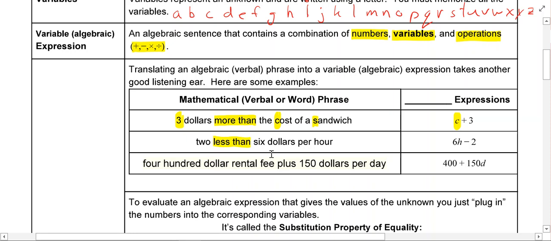The next one is 2 less than $6 per hour. So let's search for a good variable here, $6 per hour. It's per hour, so for every hour I make $6. So if I do 2 hours, I make $12, and 3 hours, I make $18, and so on and so forth. So I'm going to use H as my variable. Now it says $6 per hour, so I put 6H, and it says 2 less than. So I'm going to take away 2 on the back end.